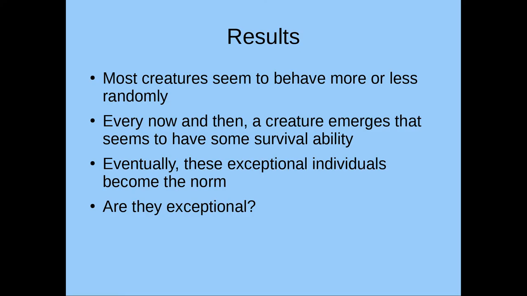At that point, the idea was basically these creatures are more or less random, but every now and then a creature emerges that seems to have a survival capability, okay? But after enough time, all of the creatures seem to be old. Occasionally a creature would die and a new one would appear, but the bulk of the population was very old, right? Thousands of cycles old. So what happened? Were those creatures really exceptional, or had they simply stopped competing with one another, or what was going on here?